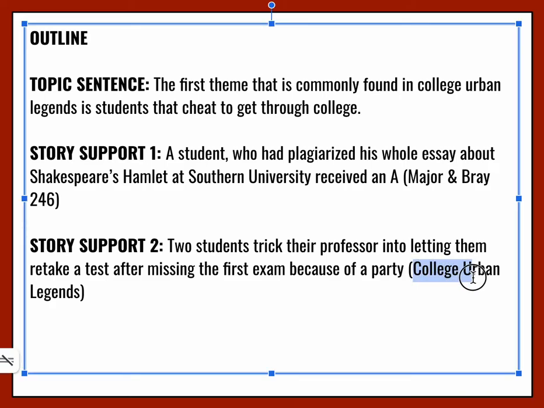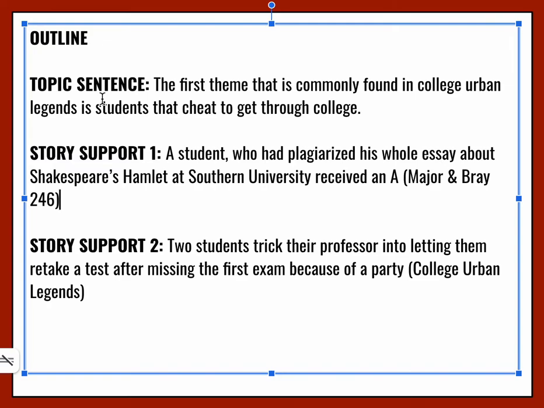And the page where it comes from is called College Urban Legends. If there is an author for this story, I would include the author here. Because there is not, there's just a title of the web page, that's what I'm going to put in my parenthetical here. But if there's an author, always do that. Never do the title or the publication. It's always the author if you've got one, which is why I use Major and Bray here.